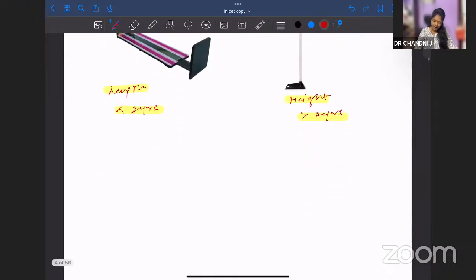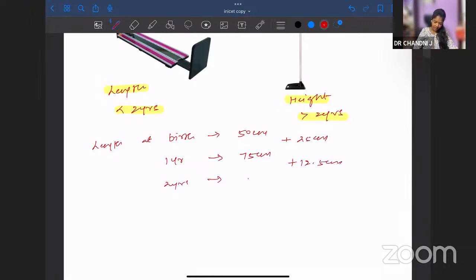So these are the equipments used to measure height in children. Okay, coming to the normal height. What is the normal length at birth? How much is a newborn's length? Normal length at birth is around 50 centimeters. By 1 year, it becomes 75 centimeters, so there is an increase of 25 centimeters by 1 year of age. Then at 2 years, it is very simple, plus 12.5, so somewhere around 87.5 centimeters.